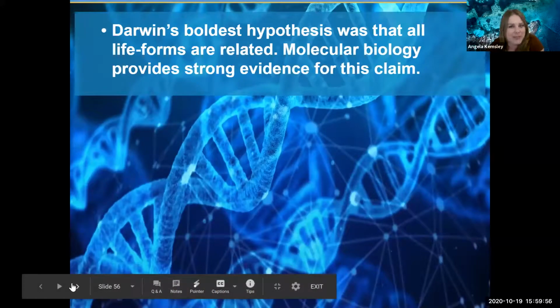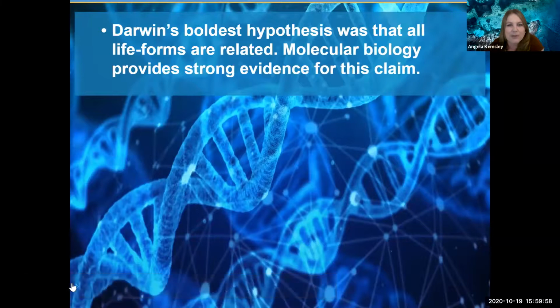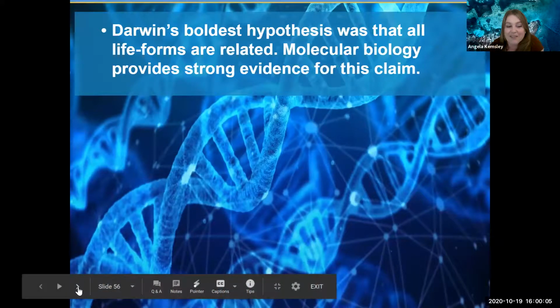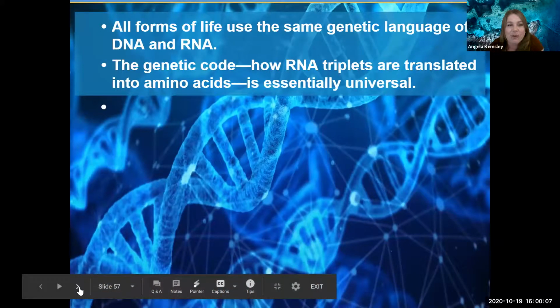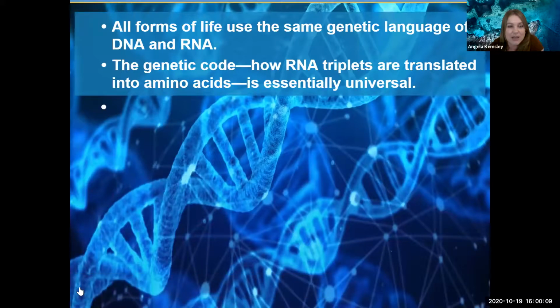So Darwin's boldest hypothesis was that all life forms are related. Everybody's related, it's all connected. And molecular biology actually provides pretty strong evidence for this claim. All forms of life use the same genetic language of DNA and RNA, from viruses and bacteria to humans. We all use DNA and RNA. And so that's not really random, right? That's pretty strong evidence that at some point, we all come from a common ancestor, even if it's way, way, way, way back in the day.